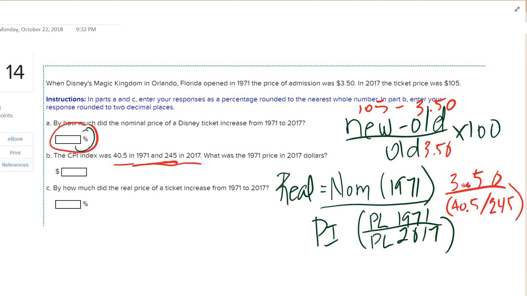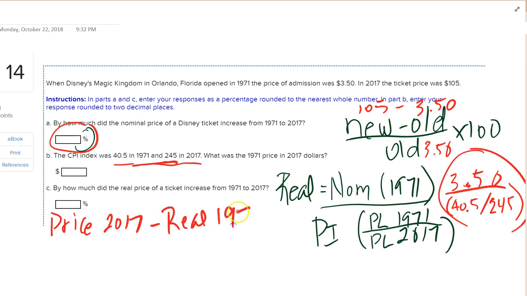And then the last one, for the real increase, we're going to do this. And it's really new minus old over old, but let me just put it in terms that will help you see it in this problem. So we're going to take the ticket price in 2017 minus the real price that we just calculated in 1971 in 2017 dollars, right? And that's what we just did. We said we calculated for Part B the real 1971 price in 2017 dollars.